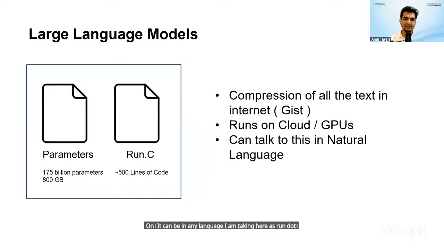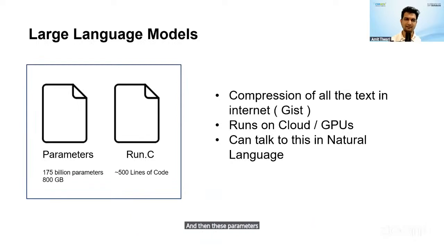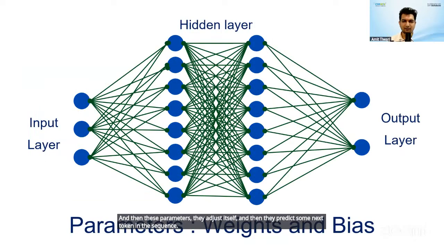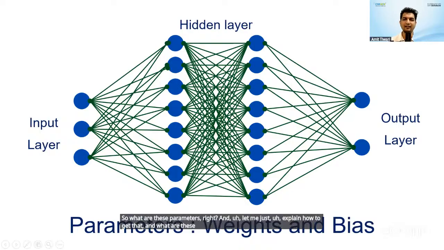So it takes the user input and feeds it into this parameter file, and then these parameters adjust themselves and predict the next token in the sequence. So what are these parameters? Let me explain how to get them and what they are in reality.